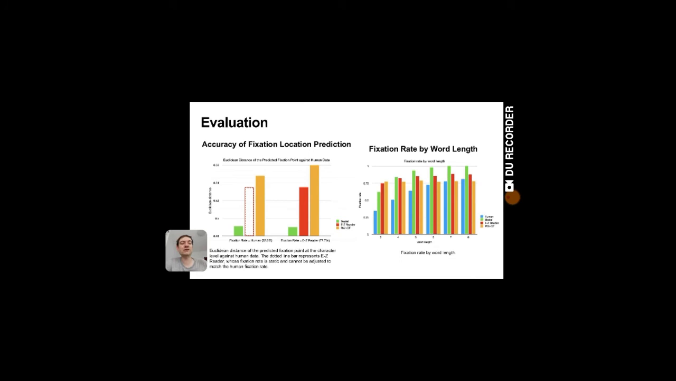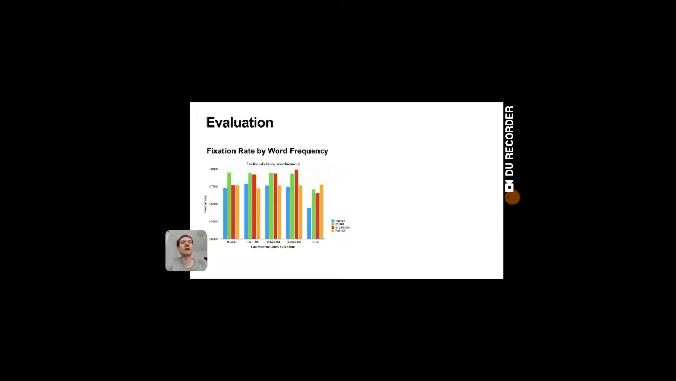Here you see fixation rates by word length. In blue, you see for the humans, longer words are more likely to be fixated, which makes sense. Our model in green has a higher fixation rate, but you see a very similar qualitative behavior. To a lesser extent, you see the same thing also for EZ Reader in red. You see there's also an effect by word frequencies. More frequent words are less likely to be fixated in the humans in blue, and also for our model in green. And you see the same thing for EZ Reader in red.